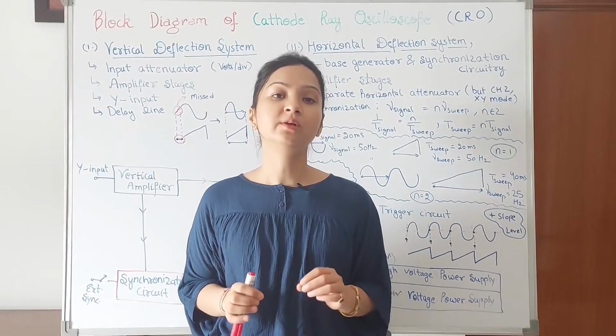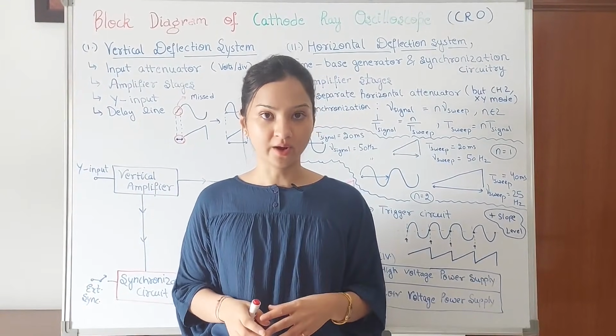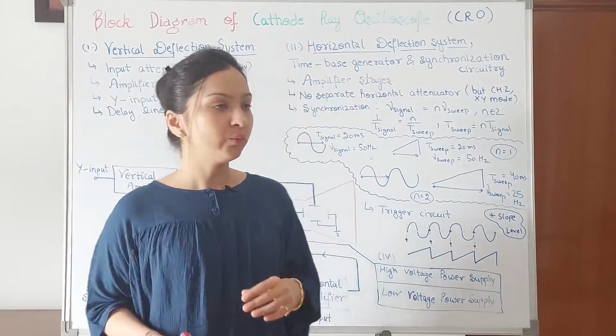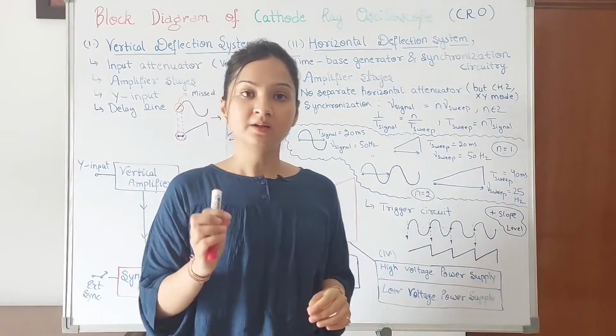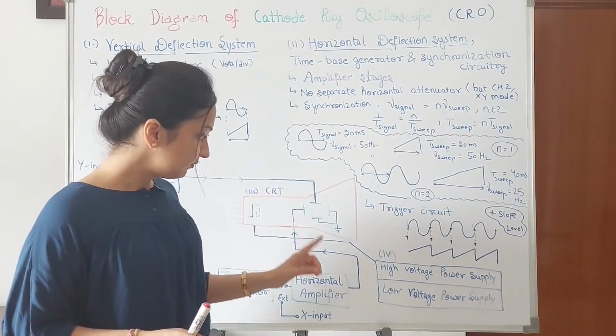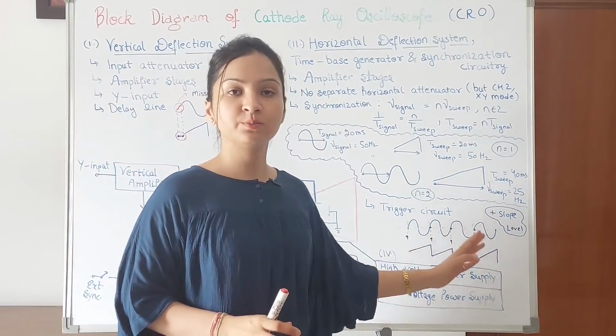So we'll be focusing only on the major subsystems that are required. Vertical deflection system, the second one being the horizontal deflection system, third is your cathode ray tube, the fourth one being the high and low voltage power supply.